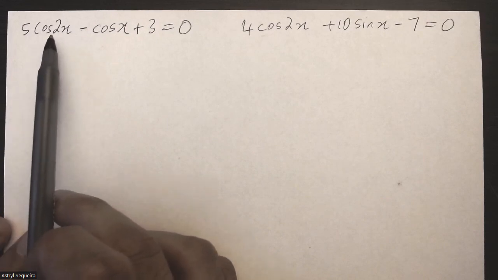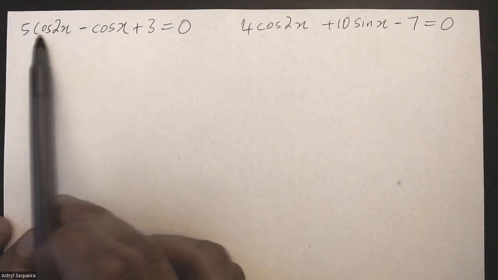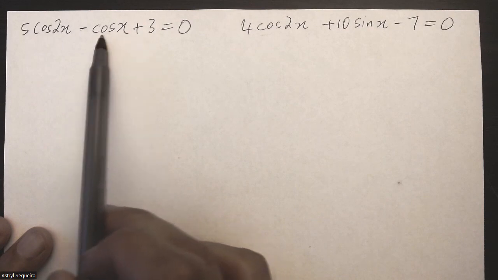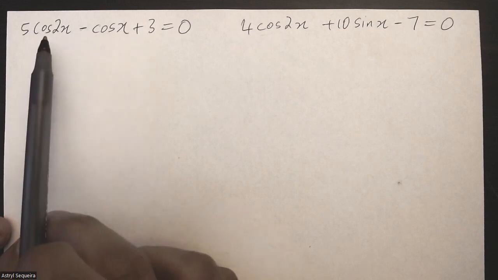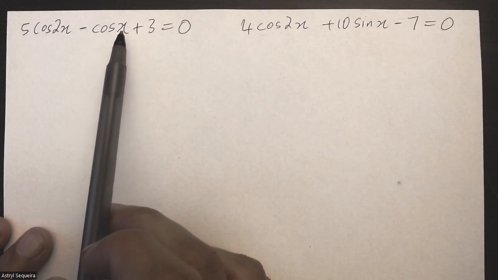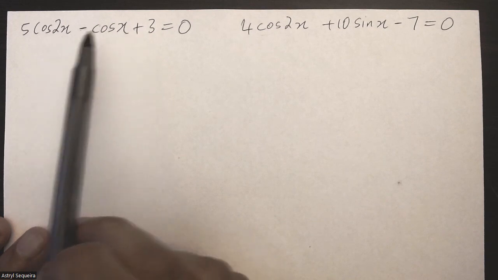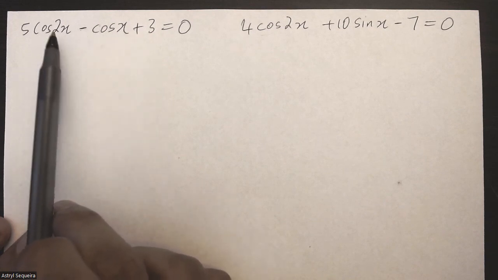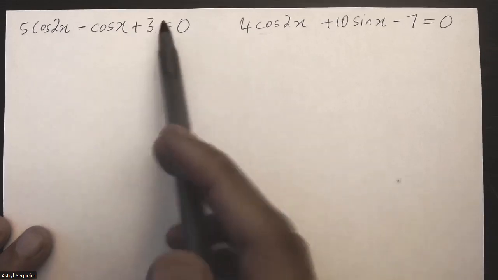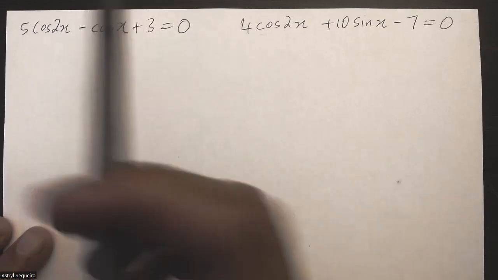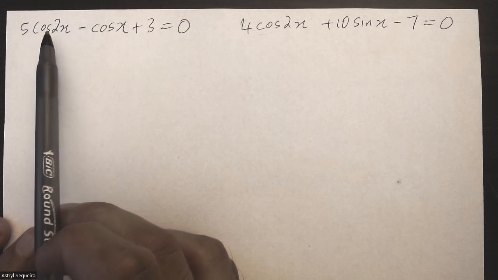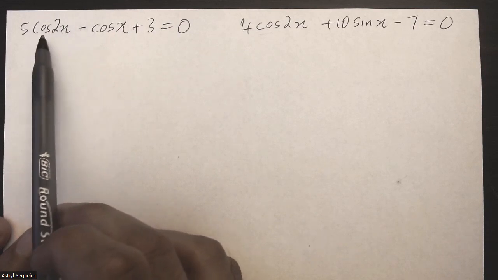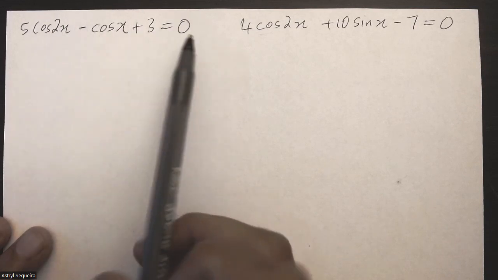If I take a look at this first one over here, I have cos 2x, a double angle here, and I have cos x here, a single angle. So generally, when you have a double angle and a single angle, you want to convert them all to one. In this case, I'm going to convert this double angle into a single angle using my double angle formula. Now, there are three different formulas for cos 2x, so you've got to convert based on what's in the question.